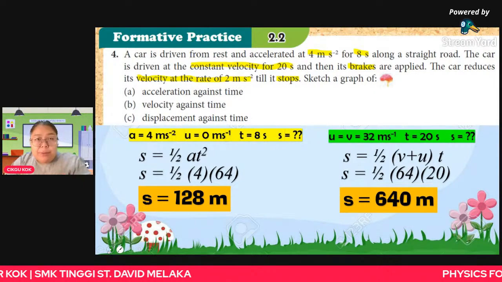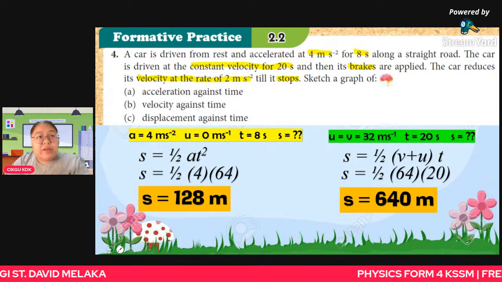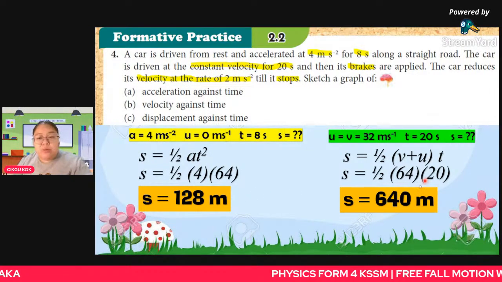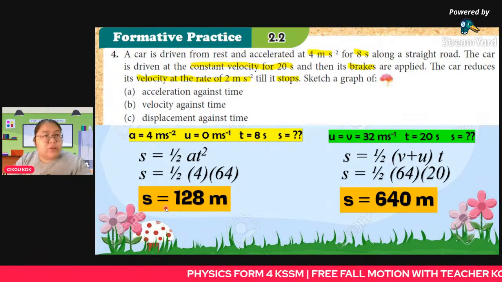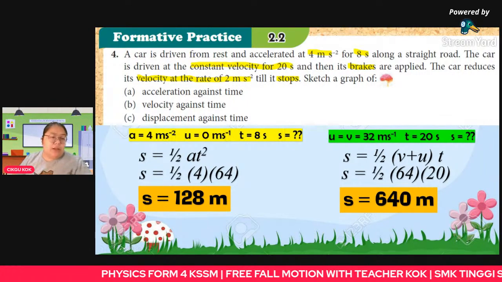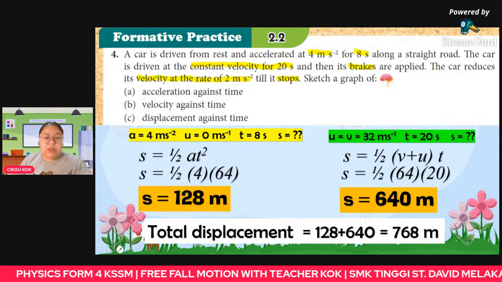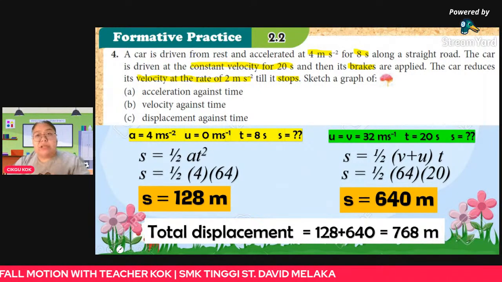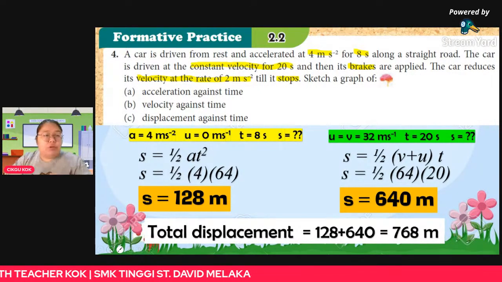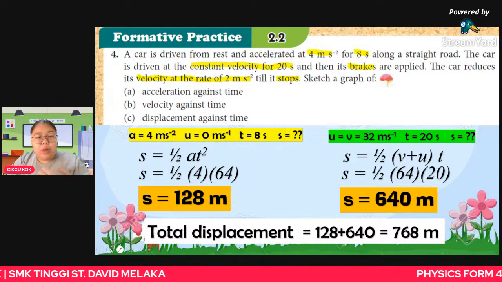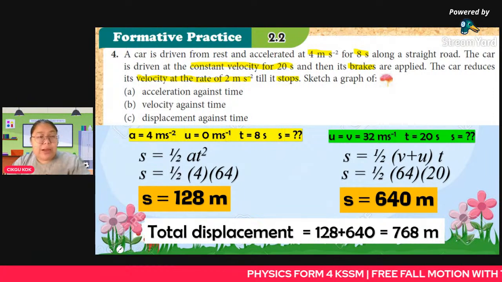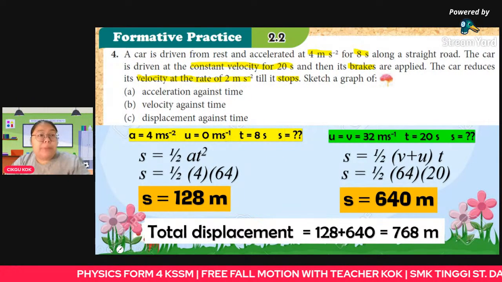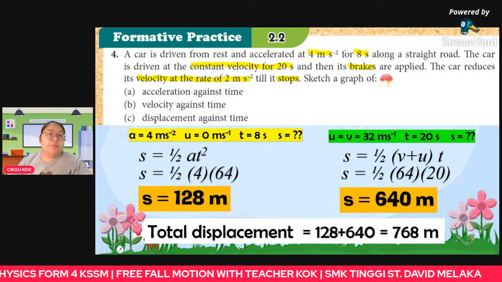Remember, the displacement keeps increasing. This one is part 2, this one is part 1, so we need to add them together. So the total displacement now is 768, because later when you draw the graph it keeps going up. You cannot drop. So the graph goes to 128, then continues up again by 640, so it becomes 768 meter. This is only part 2. Okay, we go to part 3.